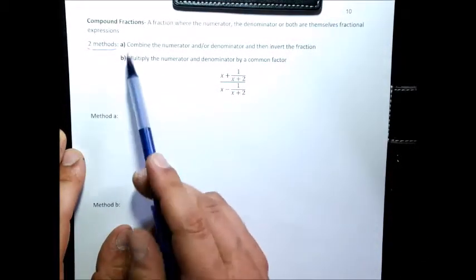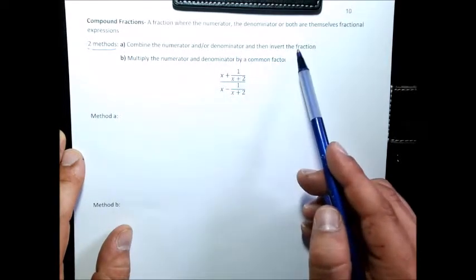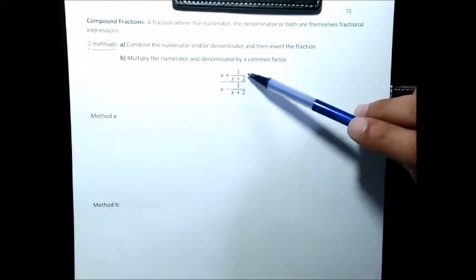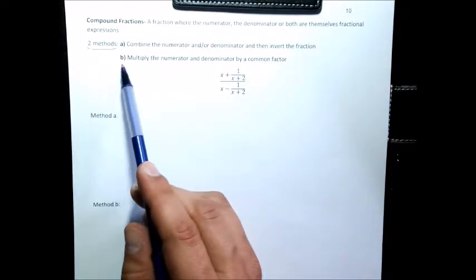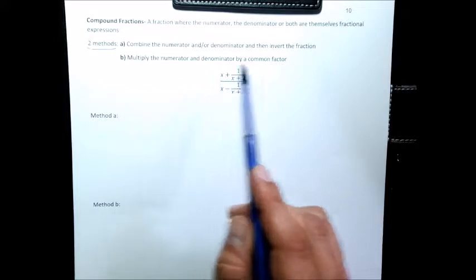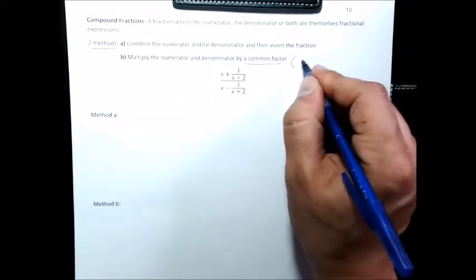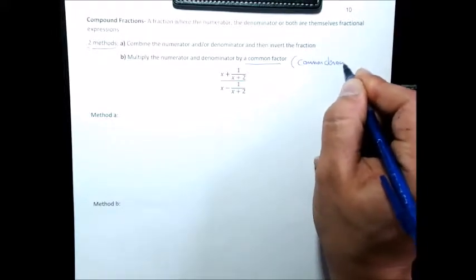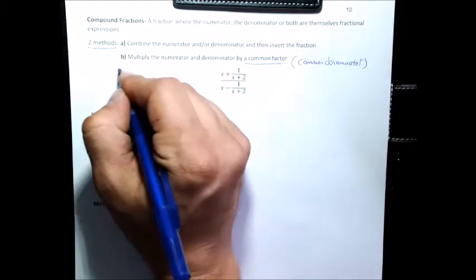You can either A, combine the numerator and the denominator and then invert the fraction. So that's what we just learned on the last page. Like if we wanted to add x plus 1 over x plus 2, we know how to do that now. Or B, multiply the numerator and the denominator by a common factor. What I mean by common factor is common denominator. And that'll get rid of the fraction as well. The compound fraction. I recommend B.